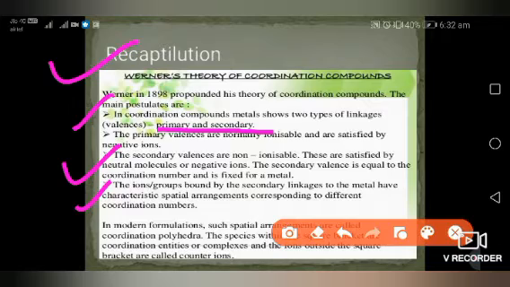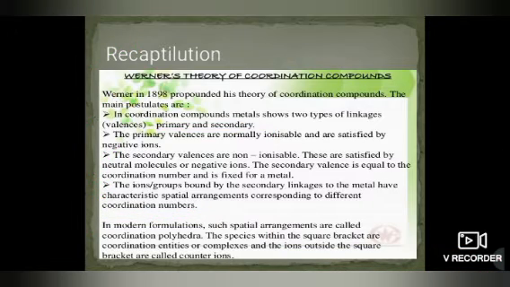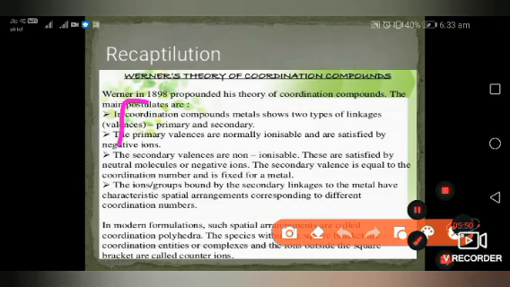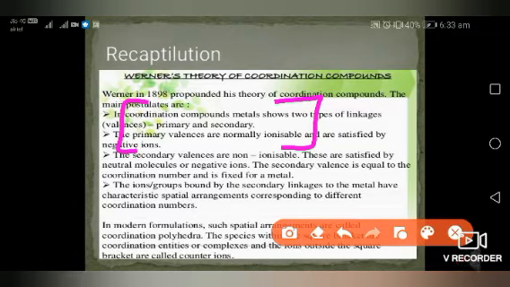The ion groups bound by secondary linkage to the metal have characteristic spatial arrangements corresponding to different coordination numbers. In modern formulation, such spatial arrangements are called coordination polyhedra. The species within the square bracket are the coordination entity. You know very well the coordination compound is written inside the square bracket, and whatever is written in the square bracket has one central metal with its primary valence, and then the secondary valence.